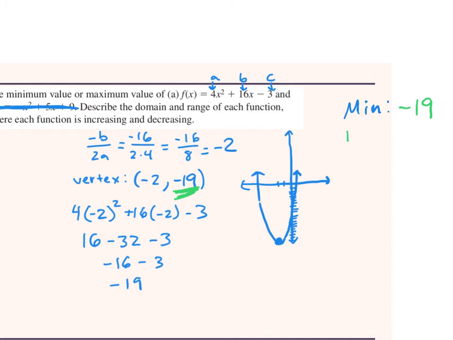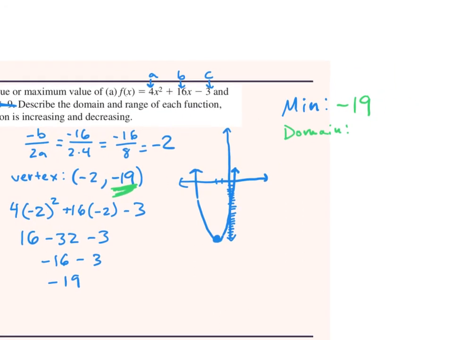Now what is our domain? What is our domain always for any parabola? All real numbers. And now our range, remember we look at our y values for our range. So what is our lowest y value here? Negative 19, so we put a bracket when we have the number. And then what is our highest y value here? Infinity. Awesome. And then we put a parenthesis when we put infinity.